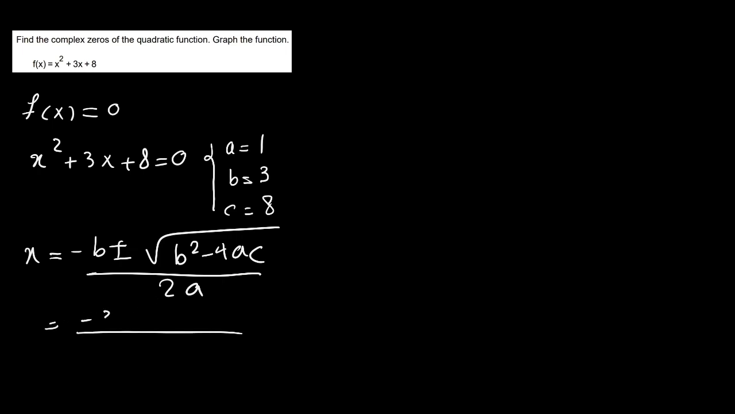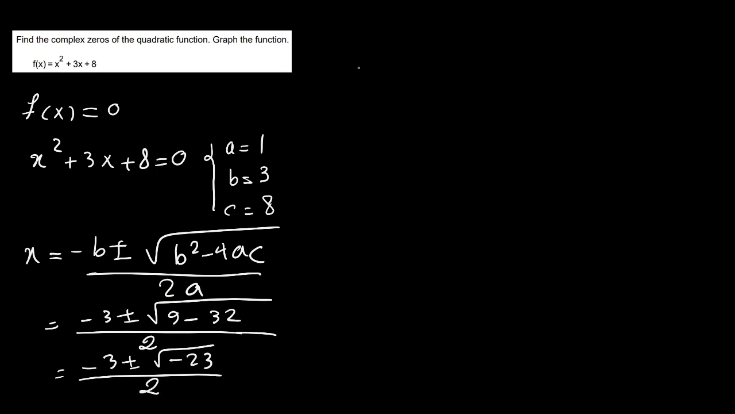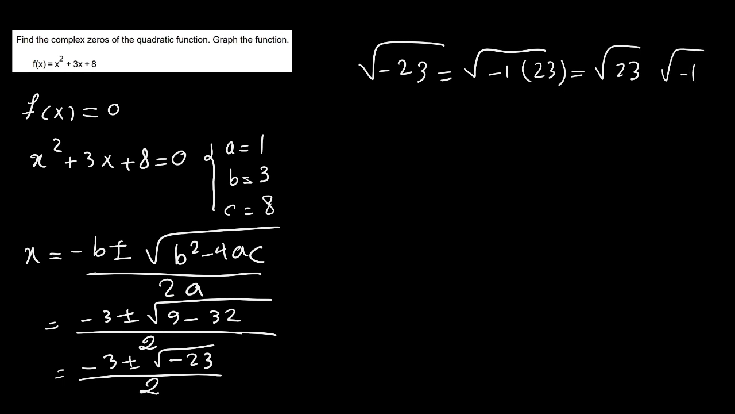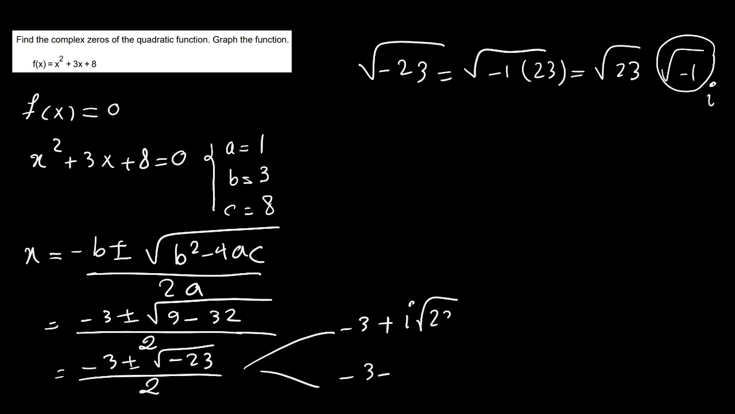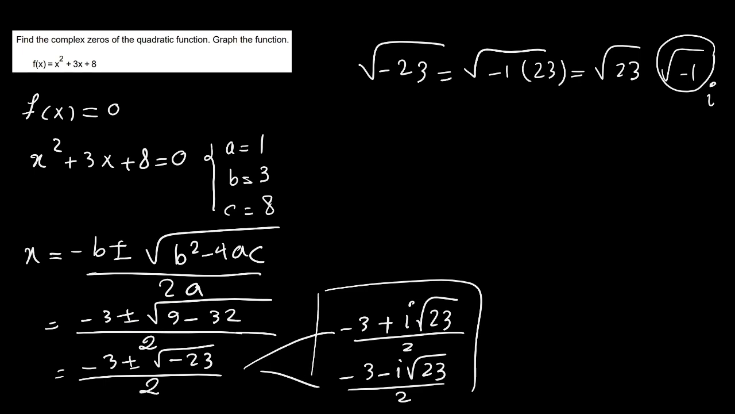If you replace here, it's negative 3 plus and minus the square root of 9, which is 3 squared, minus 4 times 1 times 8, which is 32, divided by 2. If you simplify, you get negative 3 plus and minus the square root of negative 23, over 2. The square root of negative 23 you can rewrite as the square root of negative 1 times 23. 23 itself is a prime number. We cannot simplify it. But the square root of negative 1 is i in the complex set. So I can write it as negative 3 plus and minus i times the square root of 23, and the denominator is 2. These two are the complex zeros for this function.